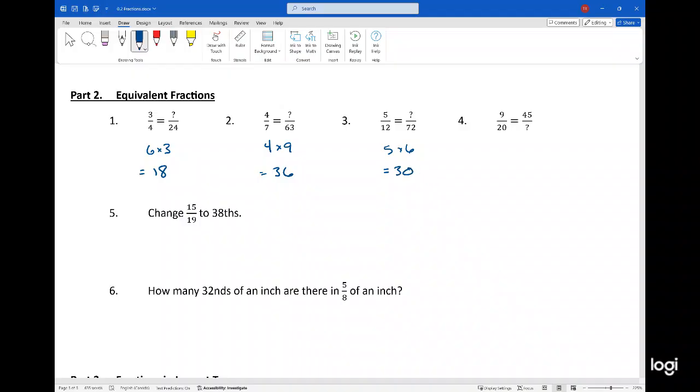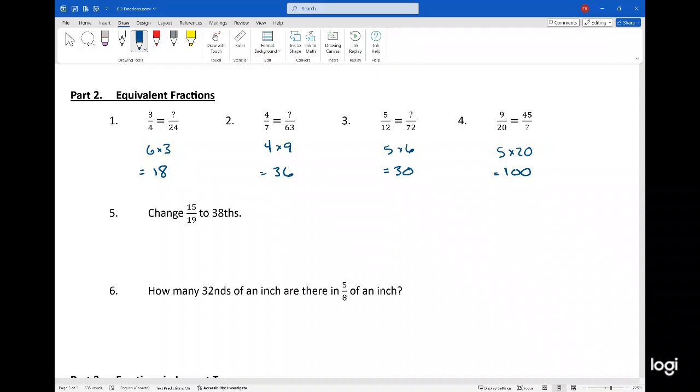And now this one, we switched and we put the little question mark on the bottom, but that's okay. It doesn't really change anything. On the top, we have 5 times as many pieces. 5 times 9 is 45. So on the bottom, we'll have 5 times as many pieces as well. And 5 times 20 is 100.